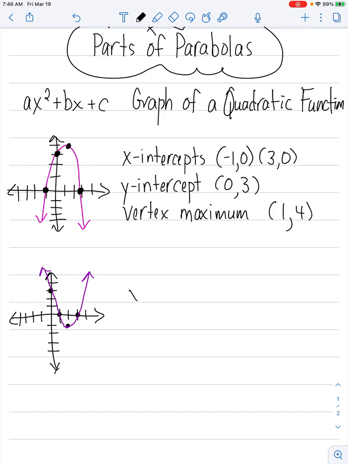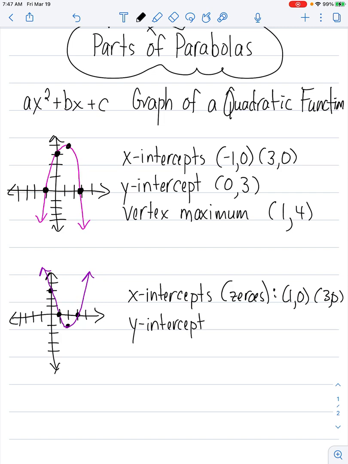Let's start with our x-intercepts. Remember, we can also call those zeros. I want you to be prepared for either one. So the first zero I see is at 1, 0. And the second zero I see is at 3, 0. Now let's look at our y-intercept. Again, that's where the parabola crosses the y-axis. So the y-intercept is at 0, 3.